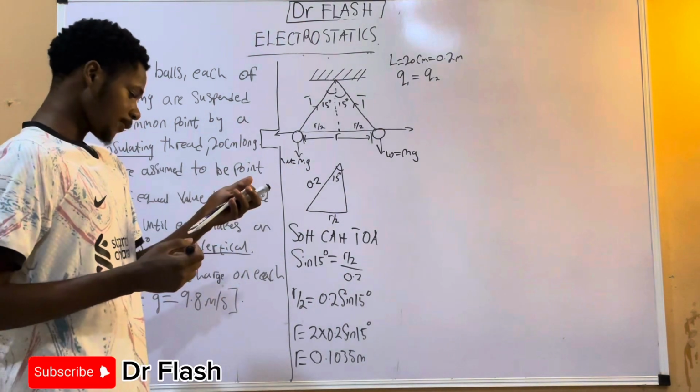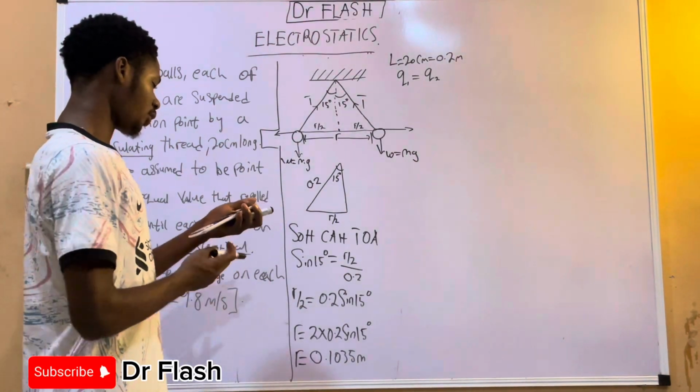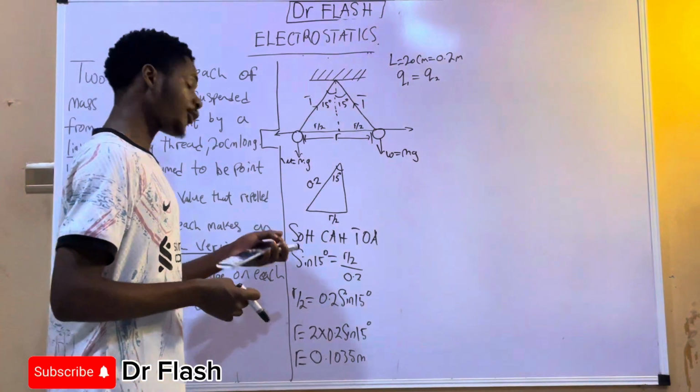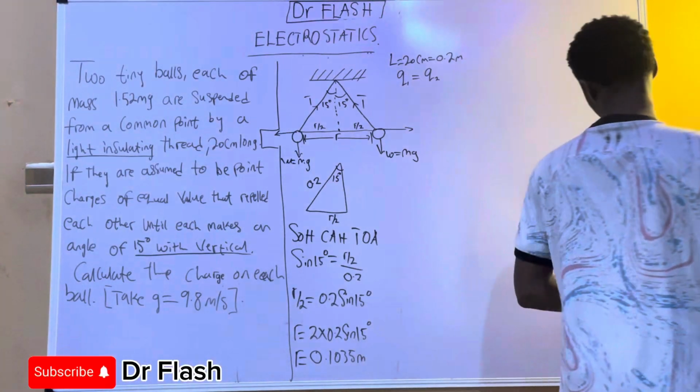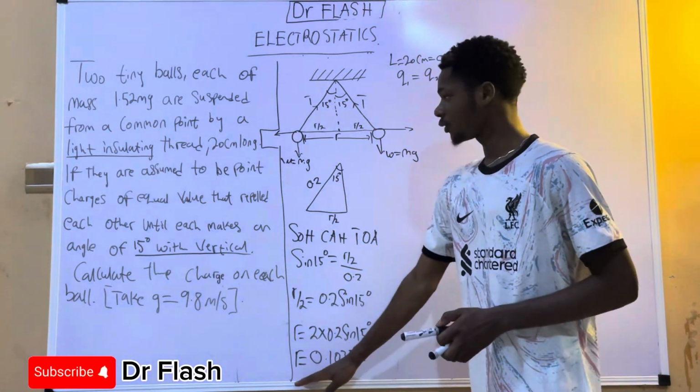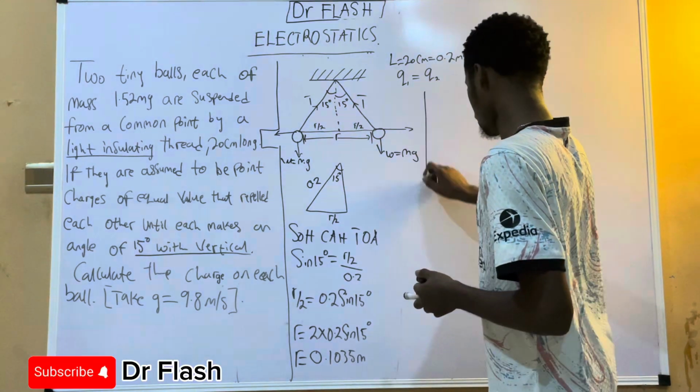Okay, so we just approximated the value for r in meters to 4 decimal places. So the value of r is in 4 decimal places. Now we've succeeded in getting the value of r. Okay, what next are we going to find?